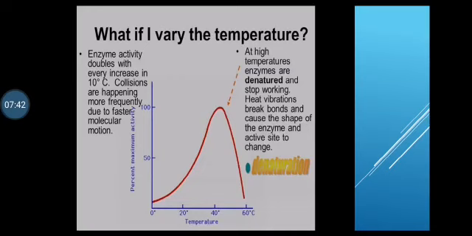When we add 10 degrees centigrade, the rate of enzyme action becomes double. Collisions are happening more frequently. The molecules start to hit one another, and due to this faster molecular motion, the enzyme shows its maximum activity at its optimum temperature. But what happens at high temperatures? At high temperatures, enzymes are denatured. They change their shape.